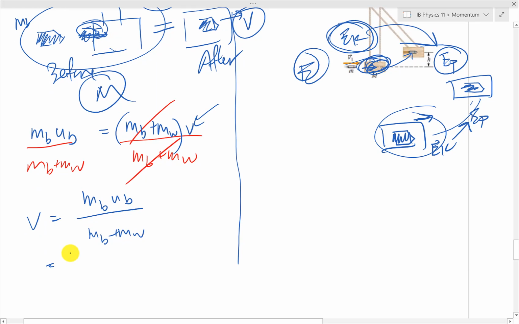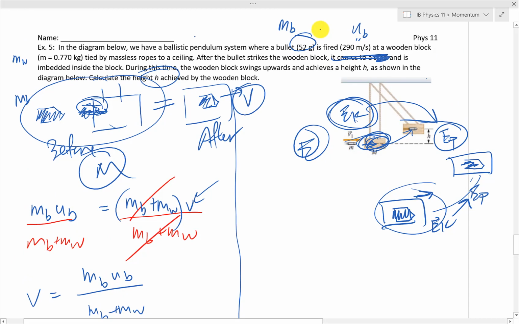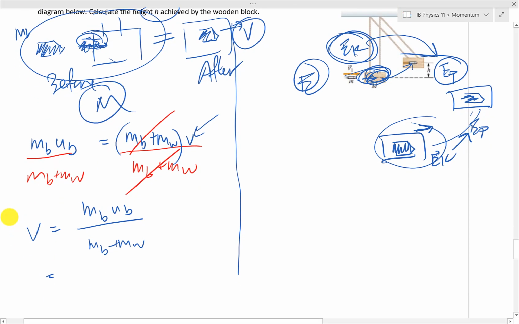When we put in the mass of the bullet, don't forget that it's in grams. So to convert it to kilograms, we need to divide this by 1,000. Therefore, 3 decimal places, 1, 2, 3, giving us 0.052 kilograms. Okay, so that's what we need to put in. The mass of our wooden block is 0.77 kilograms.